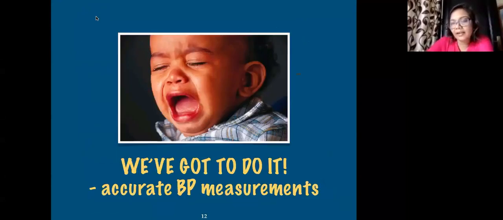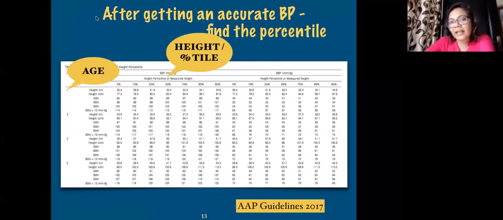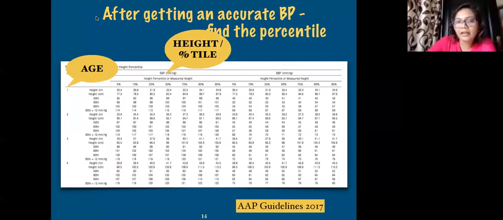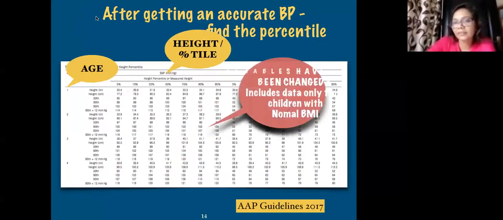Yeah, and of course, crying kids, it is sometimes extremely difficult to know what exactly the BP of the child would be. But whatever it is, we are pediatricians and we need to do it. So once you get an accurate BP, the next step will be to find the percentile. You can use either the height or the height percentile and the age, and you know how to find the percentile of the BP.